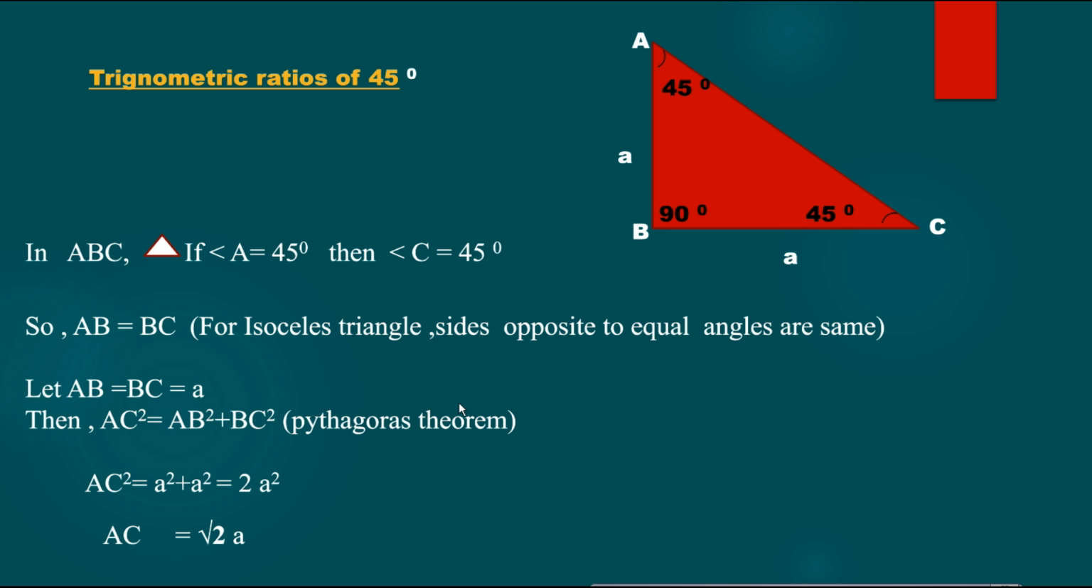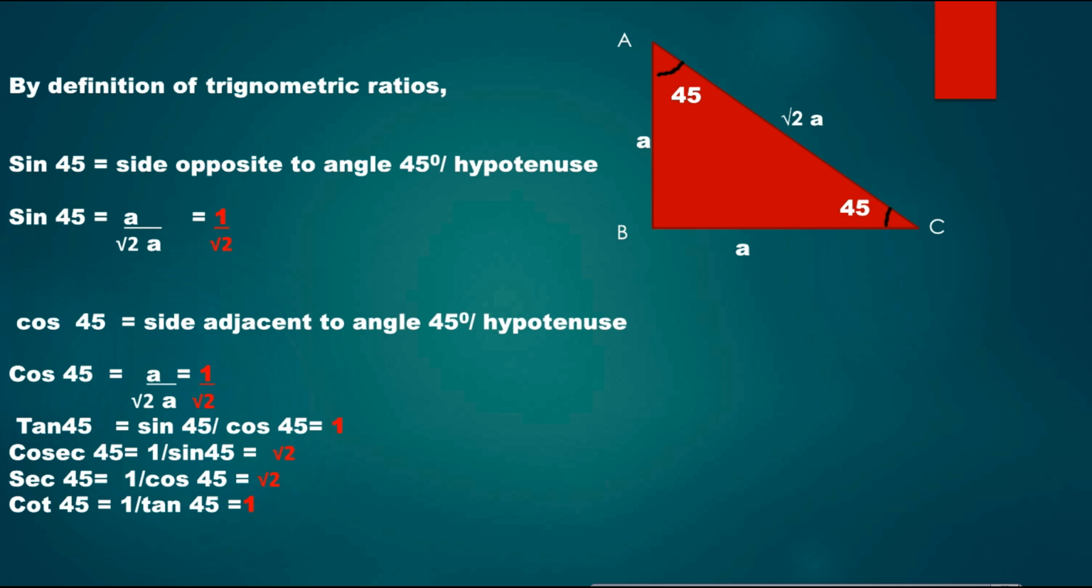Now we got all the three sides: a, a, and root 2 a. Now find out the six trigonometric ratios. First one, sine. Sine A, here A is 45. Sine 45 equal to opposite of 45, which is BC, that is a, over hypotenuse AC, that is root 2 a. So a by root 2 a. Sine 45 is opposite by hypotenuse, a by root 2 a, equal to 1 by root 2.